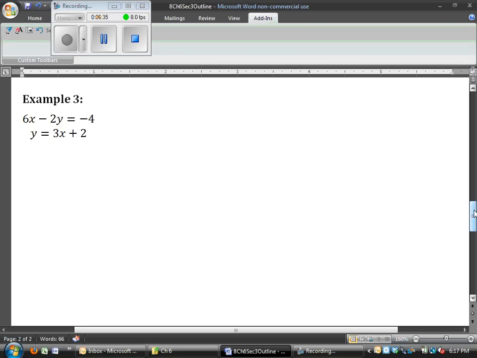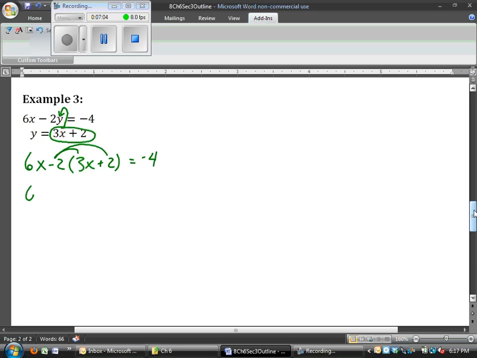I already have y solved for, which is nice, so I don't have to do that. I can just take this 3x plus 2 and plug it in for y. So I'll have 6x minus 2, don't forget parentheses, 3x plus 2 equals negative 4. Okay, now distribute. This is why I gave you all these problems at the beginning of the year that have a negative in front of your number.